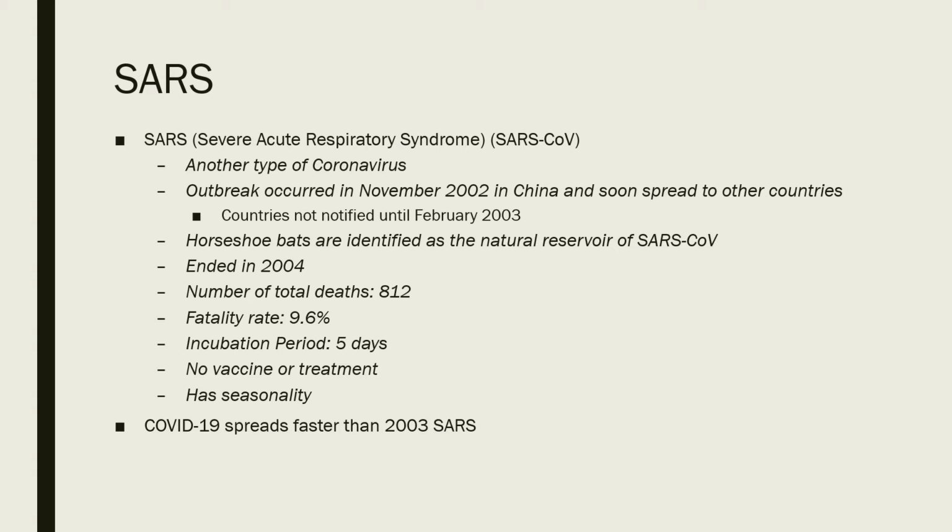The SARS outbreak ended in 2004 with the total number of cases being 8,439. 21% of these cases were healthcare workers. There were also 73 United States cases. The total number of deaths was 812, with a 9.6% fatality rate. There is no known vaccine or treatment. SARS does have seasonality, which is what I'm predicting COVID-19 to have. COVID-19 is also known to spread much faster than SARS did.